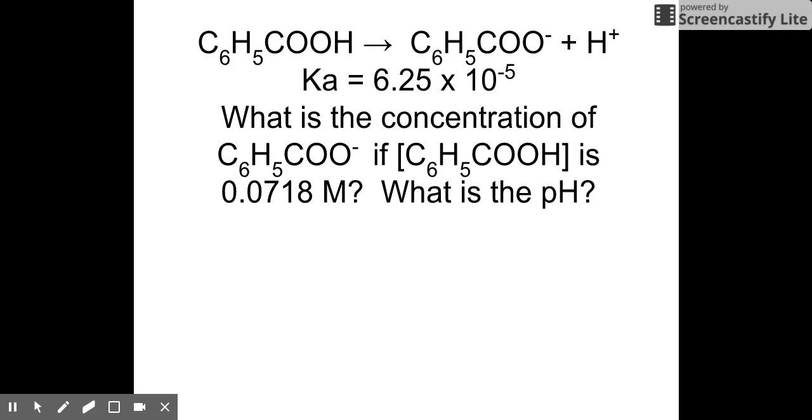Now we can calculate something a little bit different. This question says, what is the concentration of, you don't have to know what this acid is called, it's benzoic acid, but of the anion if the concentration of the acid is 0.0718. And what I neglected to say on the last question is, when you're starting the problem and when you're writing out the equation, before you do even one number of the math part of it, you have to decide if it's a strong or a weak acid.